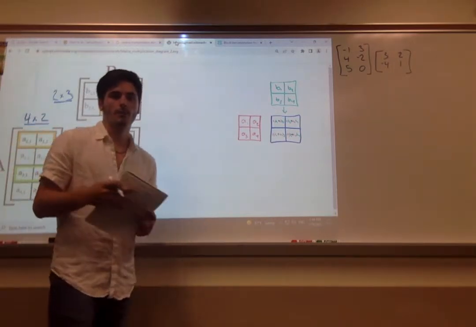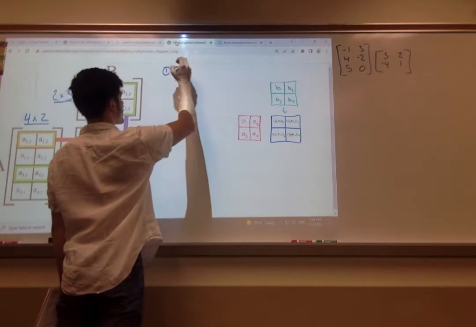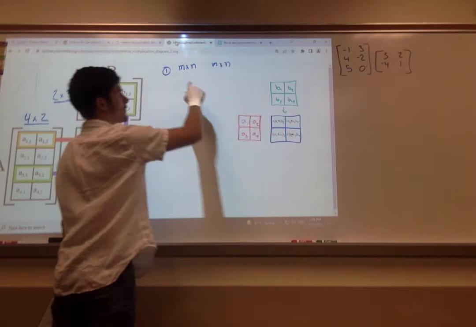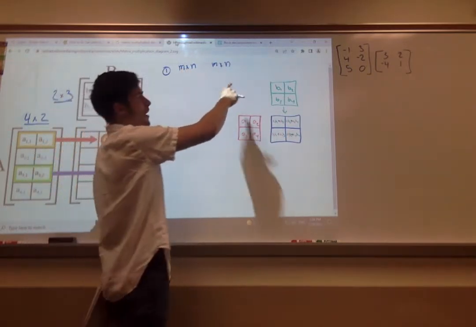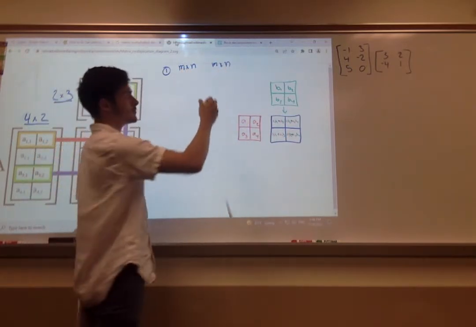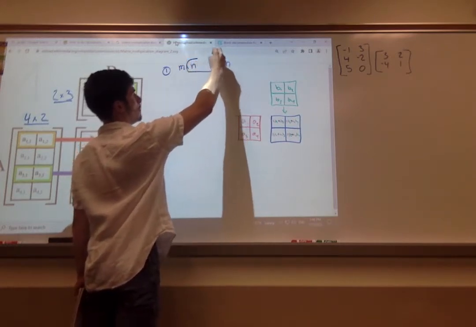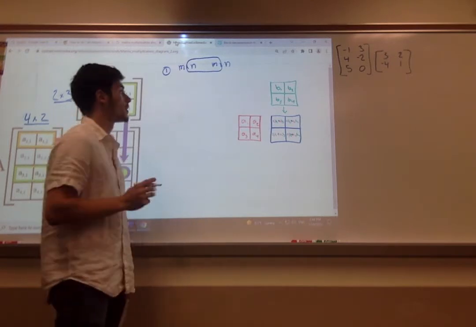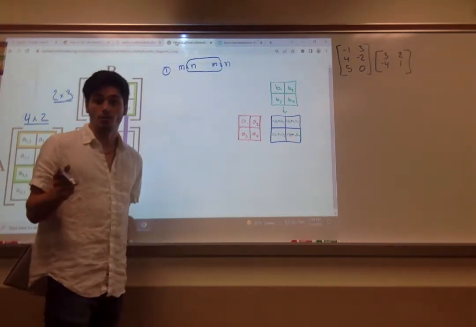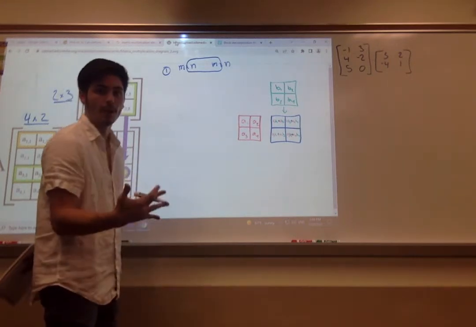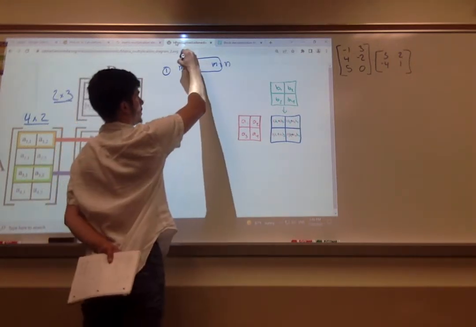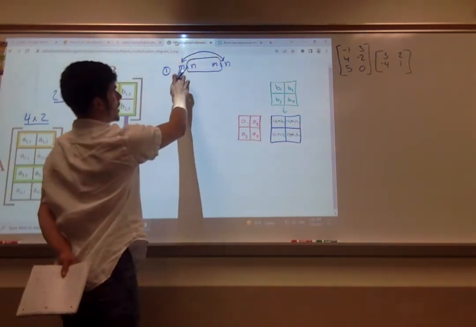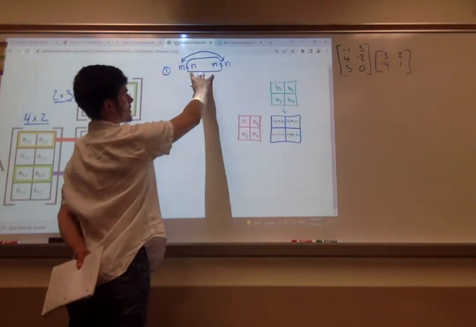And one main thing for matrix multiplication is that if we have an m by n matrix multiplied by an m by n matrix, these two numbers must be the same, the exact same. Otherwise, we can't multiply them, and you'll see why in a second. And another cool trick is that your final product matrix will be an m by n matrix if these are the same.